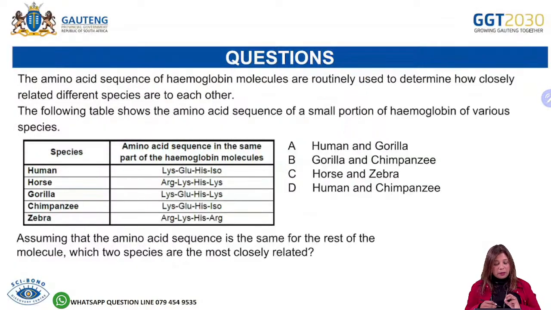Right, let's look at the next question. We're going to go quickly through them now because now you know the trend. You must check the diagram, see what's similar, look at the numbers. The smaller number, most likely, they are closely related in the differences.